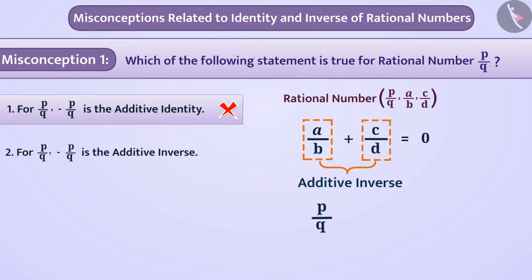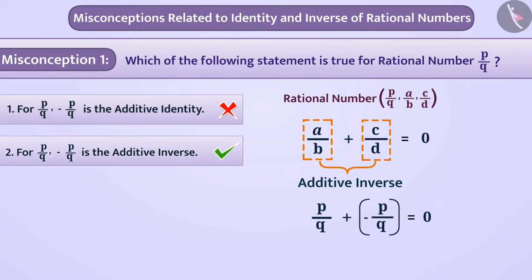Here, the addition of p by q with minus p by q gives the answer as 0. Therefore, for p by q, minus p by q is the additive inverse. Therefore, option 2 is the correct answer.